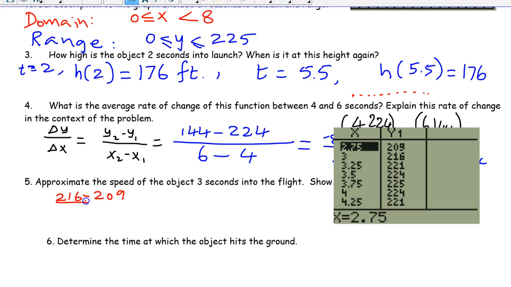Denominator is 3 minus 2.75, that's the closest here. So 216 minus 209 is how much? It is 7. 7 divided by 3 minus 2.75, which is 0.25. So 7 divided by 0.25 is 4 times 7, that is 28. I think 28 feet per second.